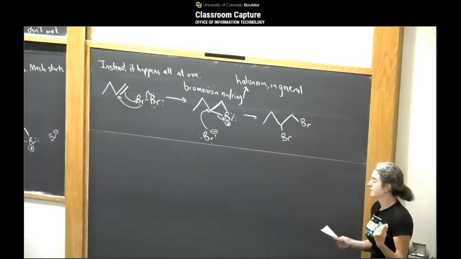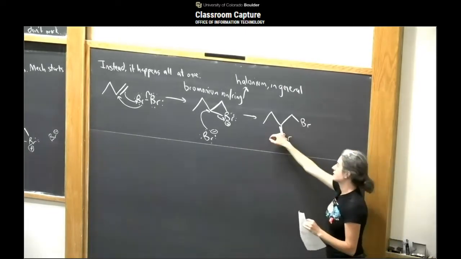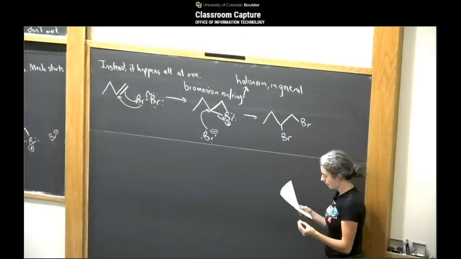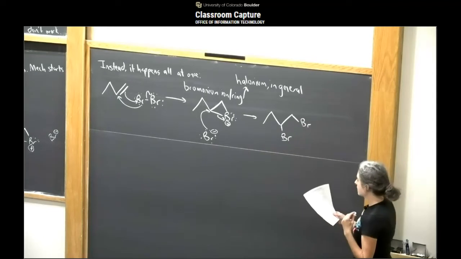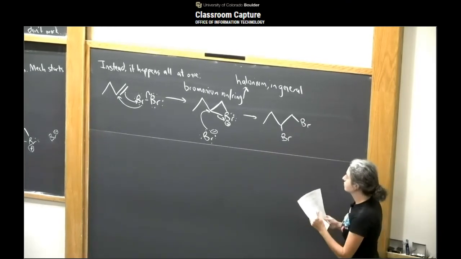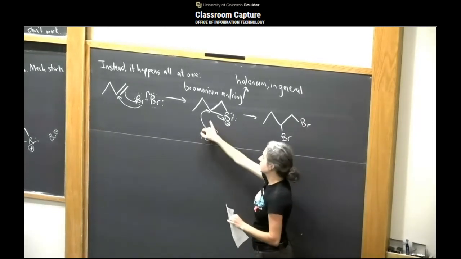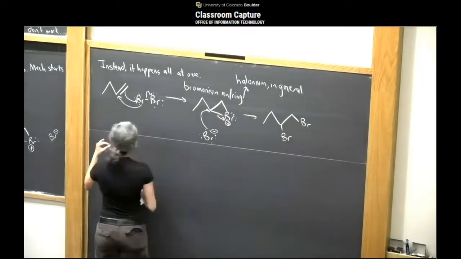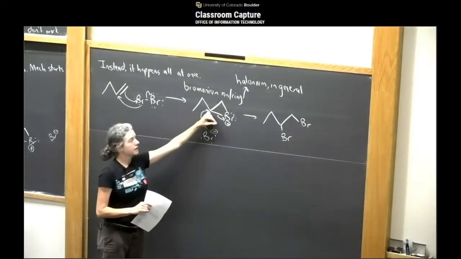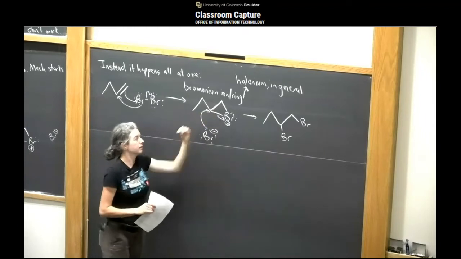And so we're going to end up with another bromine attached onto this carbon here. Okay, so the reason why I showed it attacking here, I guess what we're looking at is why attack the more substituted carbon? Why not the less substituted carbon?